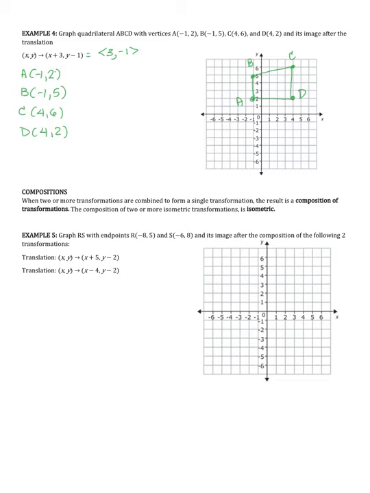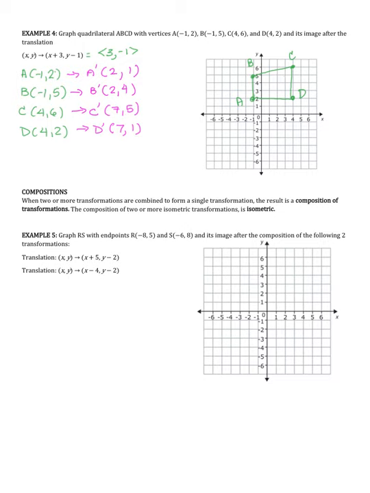Sorry, I said that wrong. I'm going to go forward in the x direction 3, down 1. So that means A prime is going to be -1 plus 3, which is at 2, 2 minus 1. And then B prime, we're going to just do the rule to each of these. So that's going to put me at 2, 4. C prime is going to be at 7, 5. And D prime is going to be at 7, 1.